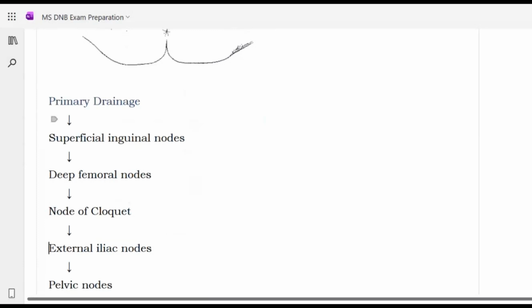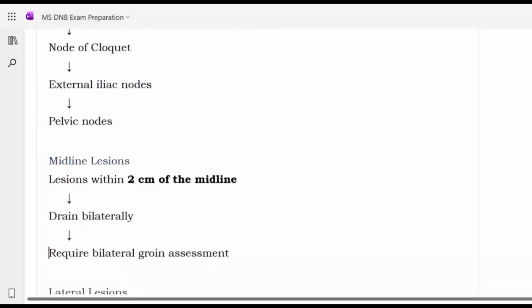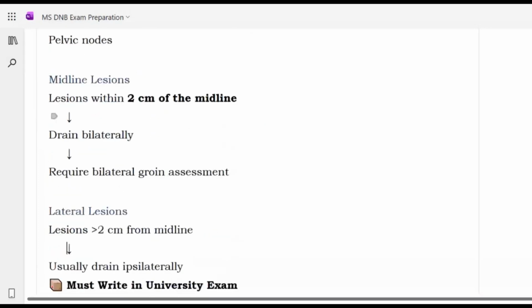In the deep inguinal lymph nodes, the most important is the lymph node of Cloquet. Then it goes to the iliac group of lymph nodes, and then the pelvic group of lymph nodes. Another important thing is a midline lesion. A lesion within 2 centimeters of the midline will drain bilaterally. So you require a bilateral groin assessment when you have a midline lesion. This concept you have to understand well.